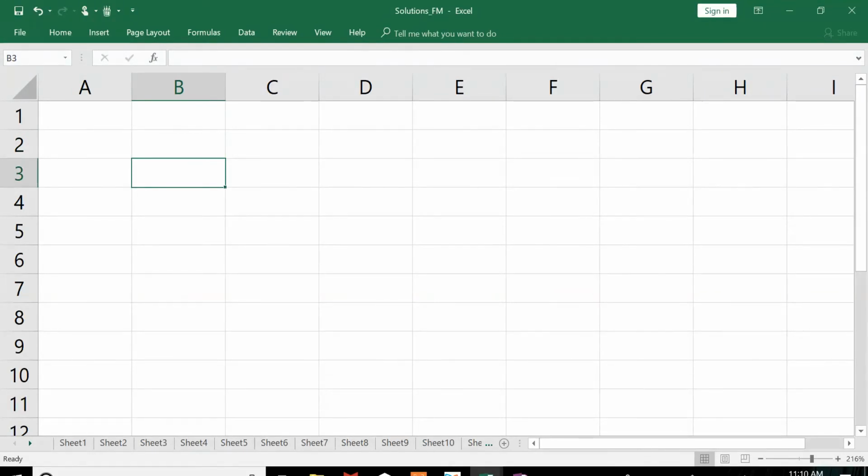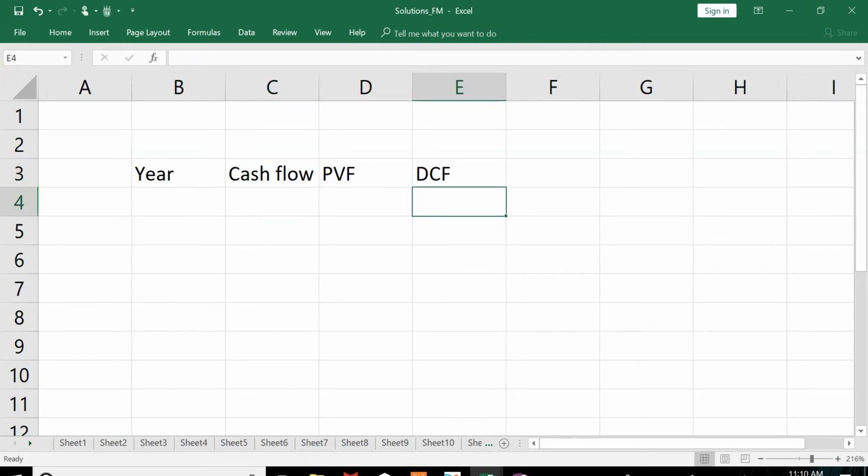Any asset you want to value, you need these 4 things: year, cash flow, PVF, DCF. For example, somebody says he wants to value this building. You can end up valuing the building like this.